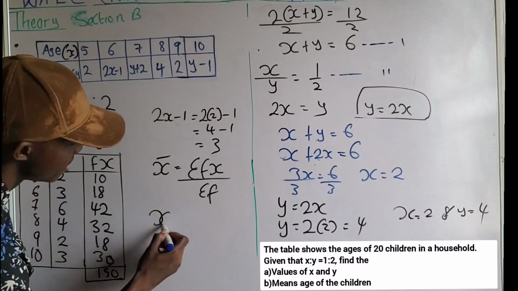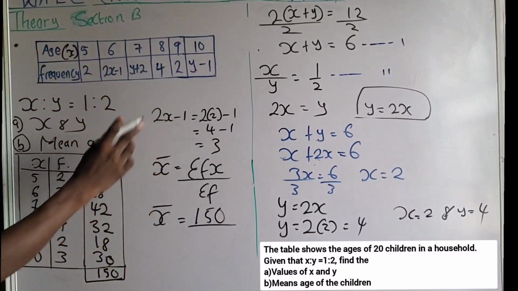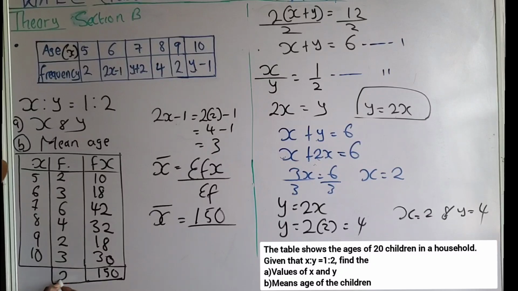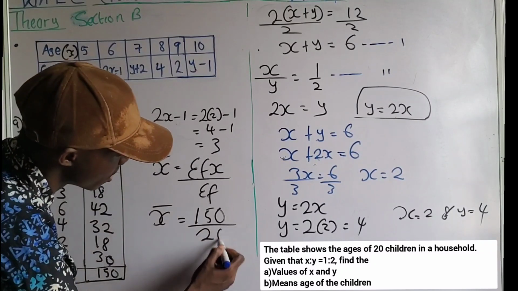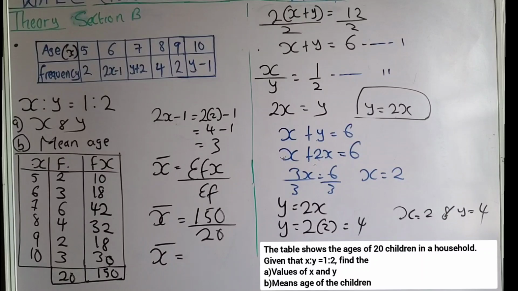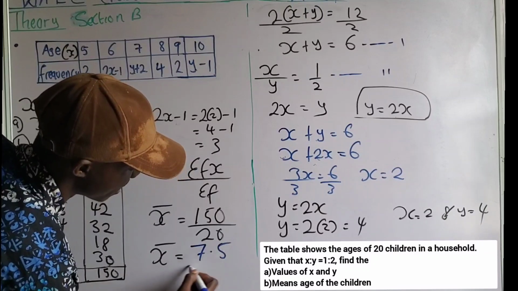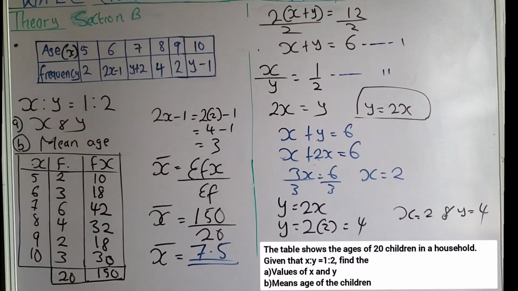So I'm going to have the mean is equal to 150 all over the sum of the frequency. If you sum all the frequency together, you're going to have 20. So the mean is 150 all over 20. Mean is equal to 150 divided by 20. That is what? 7.5. So the mean of the distribution is 7.5. That is the final answer and the solution to that question.